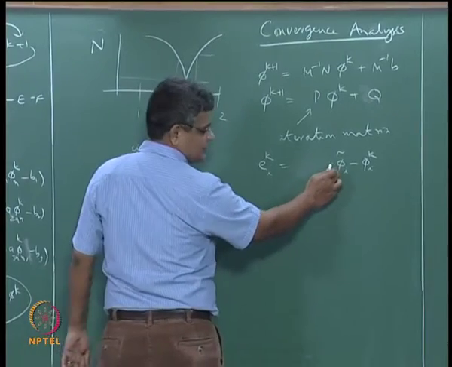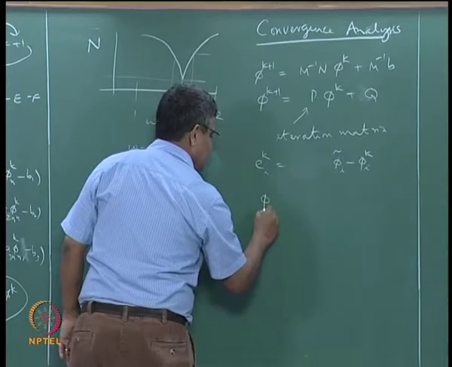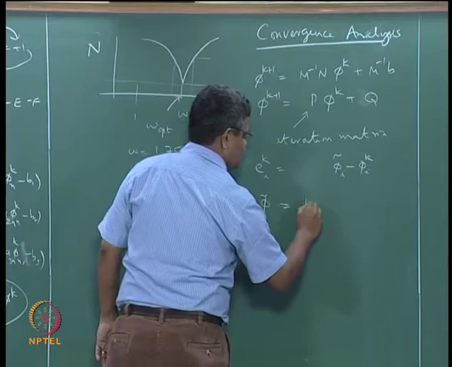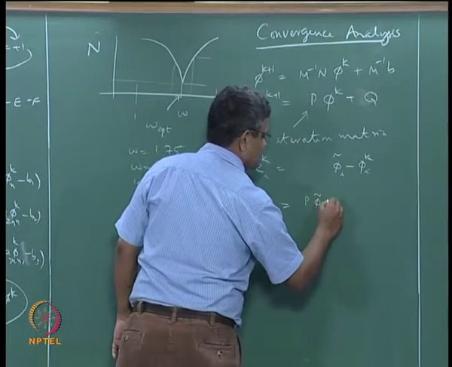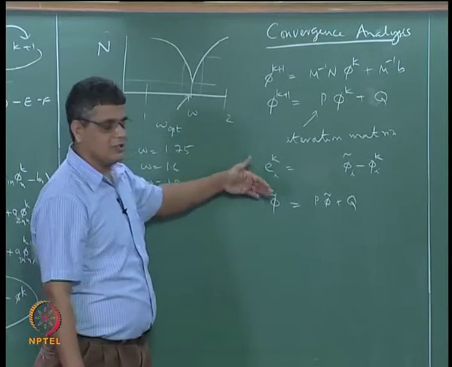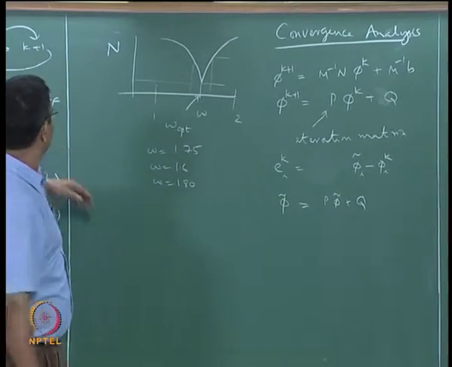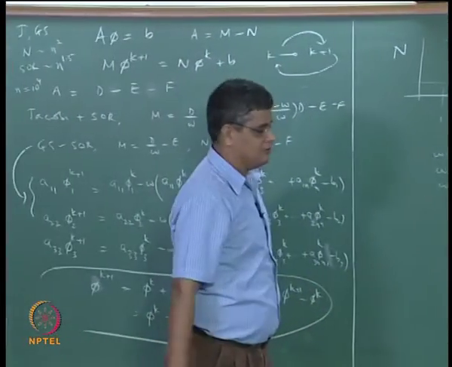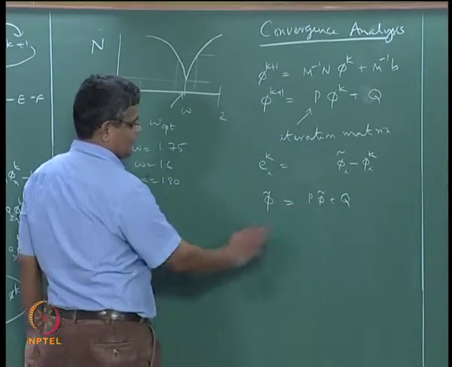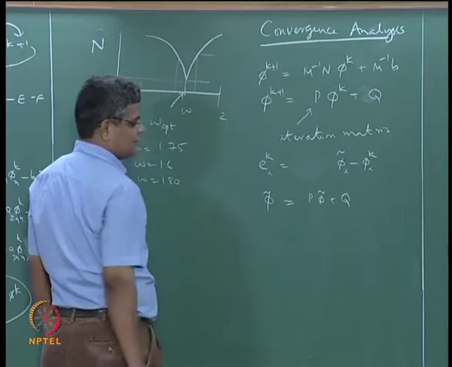We know that the exact solution satisfies this thing. So we can say that phi tilde is equal to P phi tilde plus Q. For example, if we use a direct method with infinite accuracy, we can get this corresponding to A phi equal to b. But at this stage we are not saying what this value is. Okay, we are saying that there is an exact solution to A phi equal to b, and that exact solution is given by this.